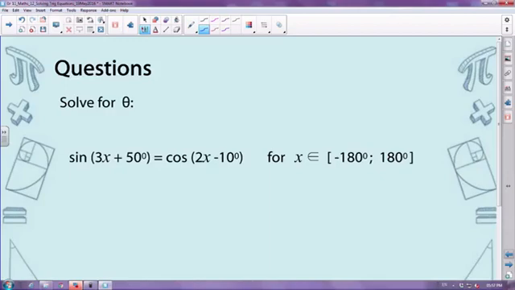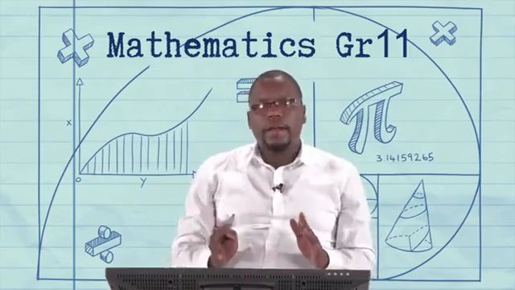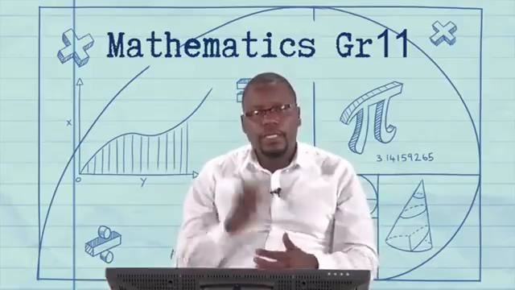Take 3 minutes. I know some of us might struggle with this particular problem, but let's just check. You've got sine of 3x plus 50 equals to cos of 2x minus 10. X is an element of negative 180 to 180. Let's take 3 minutes. Try it. I'm not asking you to get a correct answer, but just work with your friend, and then from there, I'm going to show you how to do this one. Let's take 3 minutes.